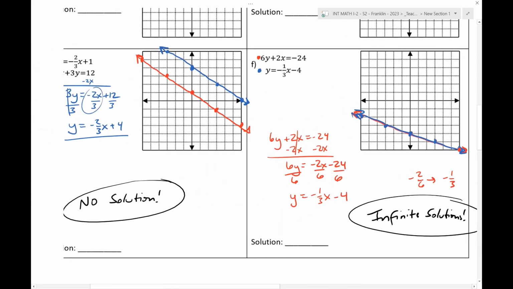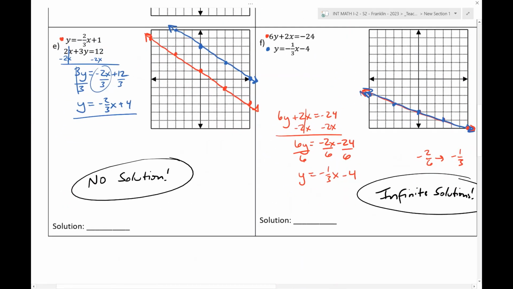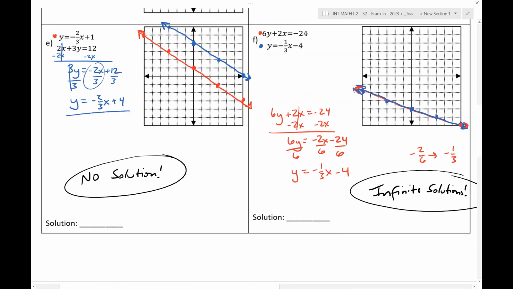So there are your two special cases. If you've got parallel lines, there is no solution. If you've got the same line, that's infinite solutions.